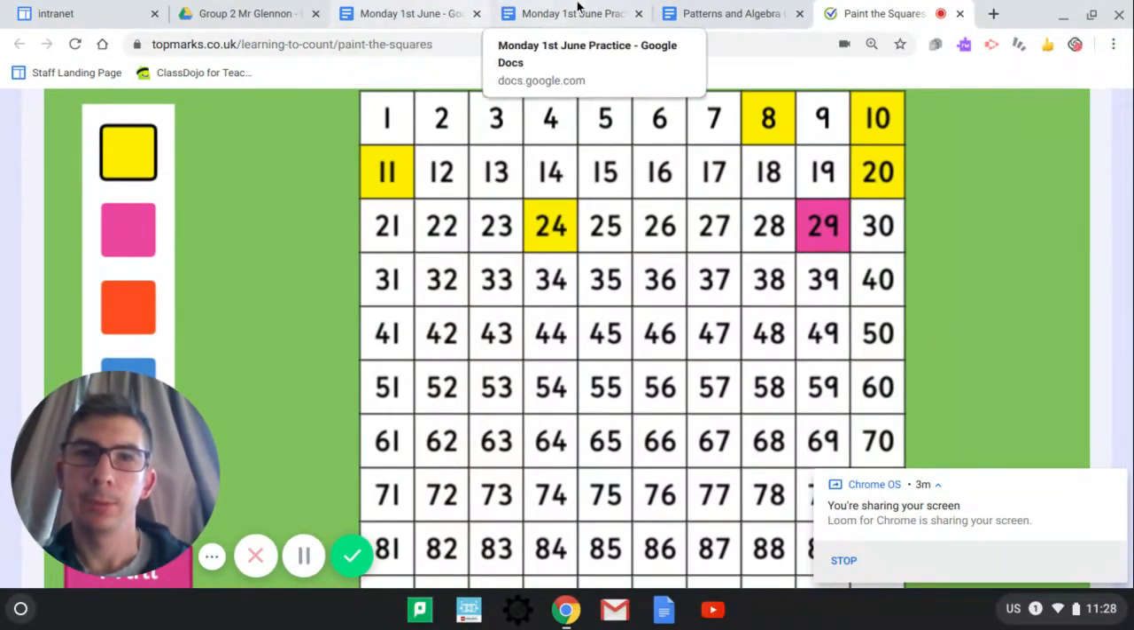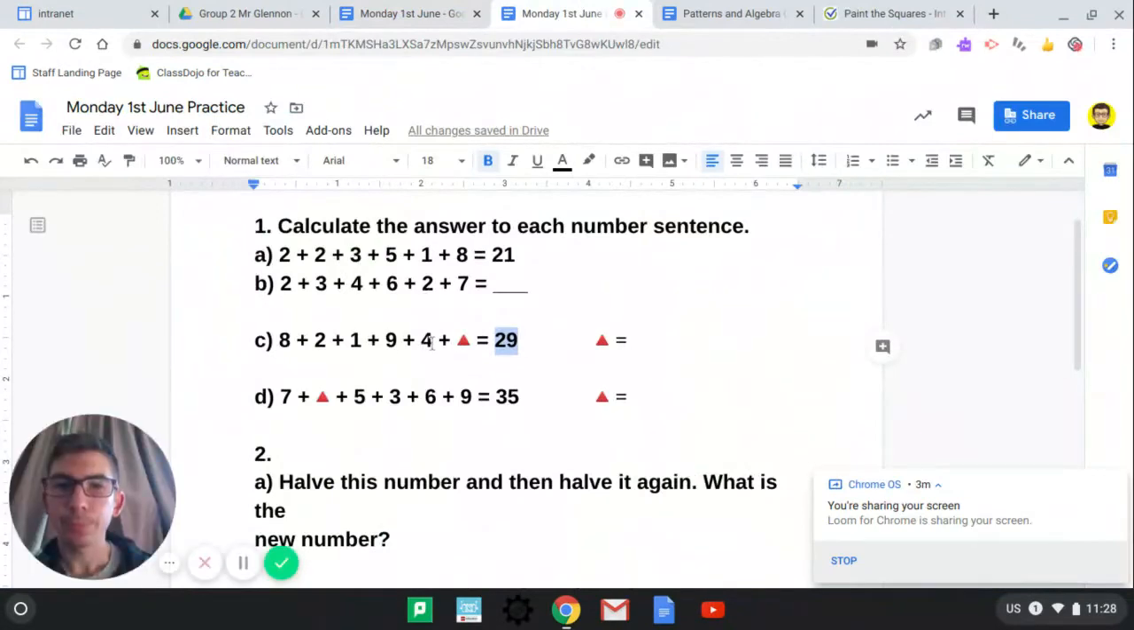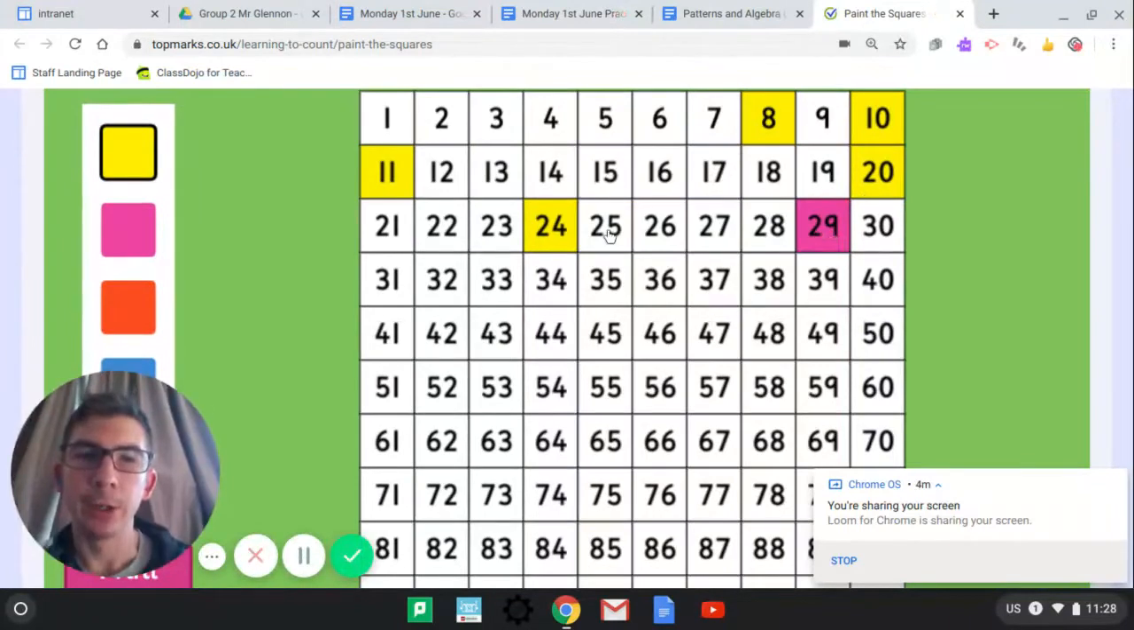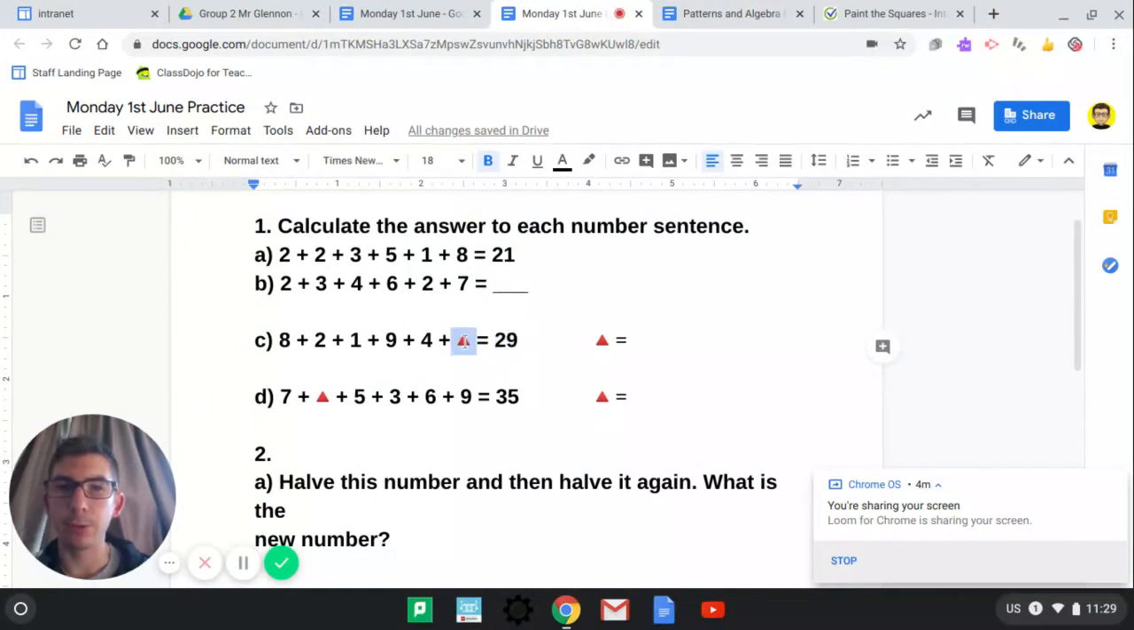So I'm on 24 plus triangle equals 29. So I know this space in between, I'll highlight it in orange. No, in fact I won't. 1, 2, 3, 4, 5. That triangle I know should be plus 5. So that triangle equals 5.